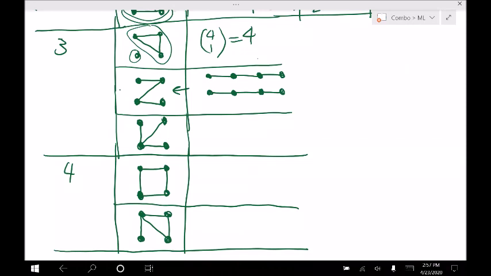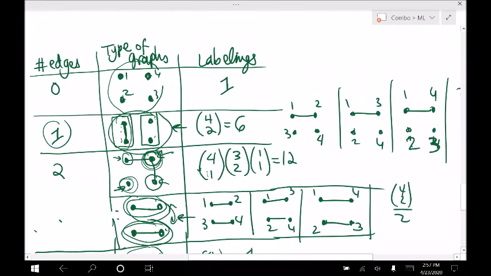Yes, 4 choose 2 ways to first choose the endpoints, and then what? Once we choose the labels of the endpoints, without loss of generality, let them be 1 and 2. 4 choose 2 ways. First, identify those 2 endpoints. Then the remaining 2 labels still have 2 choices: either this is a 3 and this is a 4, or this is a 4 and this is a 3. Remember, we are counting labelings here.